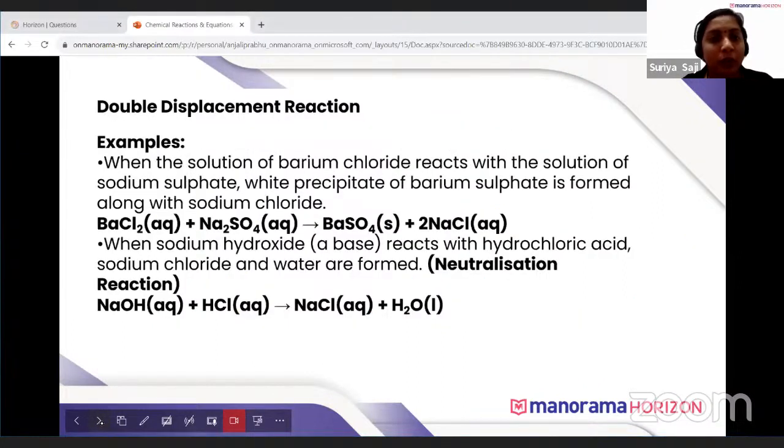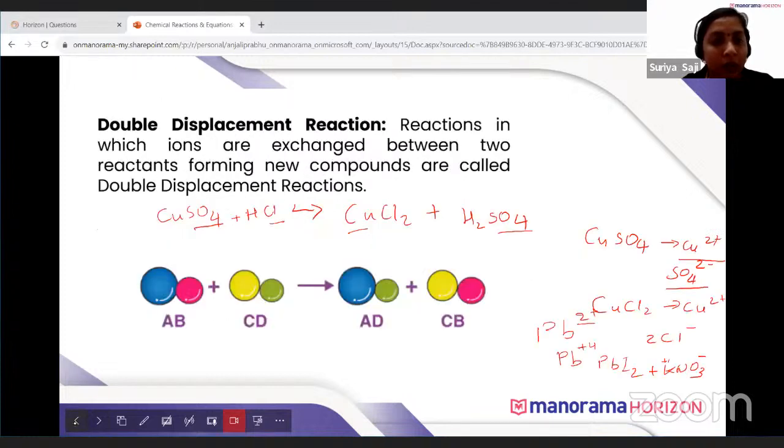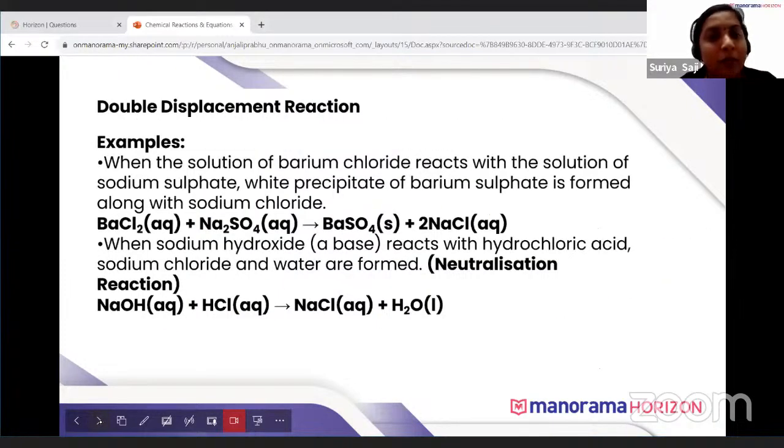Here we are having some examples for double displacement reaction. Barium chloride with sodium sulfate, we will get barium sulfate and NaCl. That is an example of double displacement reaction. Also, sodium hydroxide reacts with HCl, gives sodium chloride and H2O. That is also a double displacement reaction. Okay. Usually precipitation reactions are double displacement reactions, and also neutralization reactions are double displacement reactions.